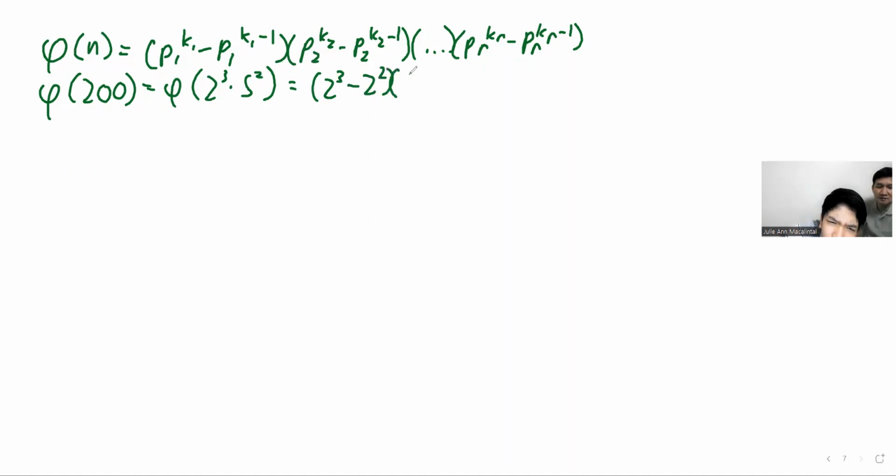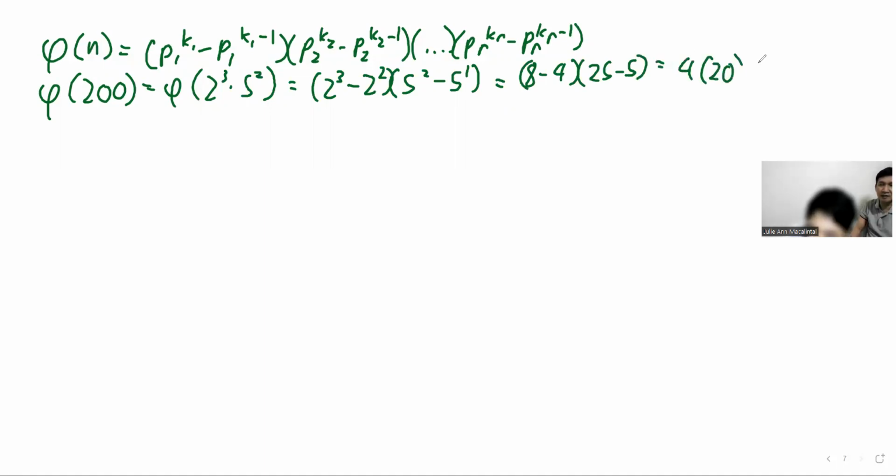And then 5 raised to k2, which is 2, minus 5 raised to 2 minus 1. So that is just 8 minus 4, times 25 minus 5, equals 4 times 20, which equals 80. So this really proves the formula. It must be 80.